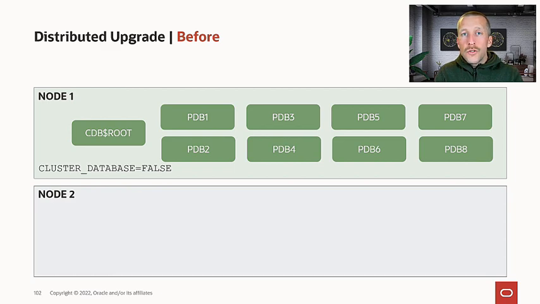This is how we used to upgrade RAC databases. When you start auto upgrade on one of the nodes in the cluster, auto upgrade would set cluster database to false. First, CDB$ROOT gets upgraded, and then in batches, all the PDBs are being upgraded as well. But look at node 2. It is doing absolutely nothing. And you could have many nodes in your RAC system. None of the other nodes would be doing anything, just sitting there idle.